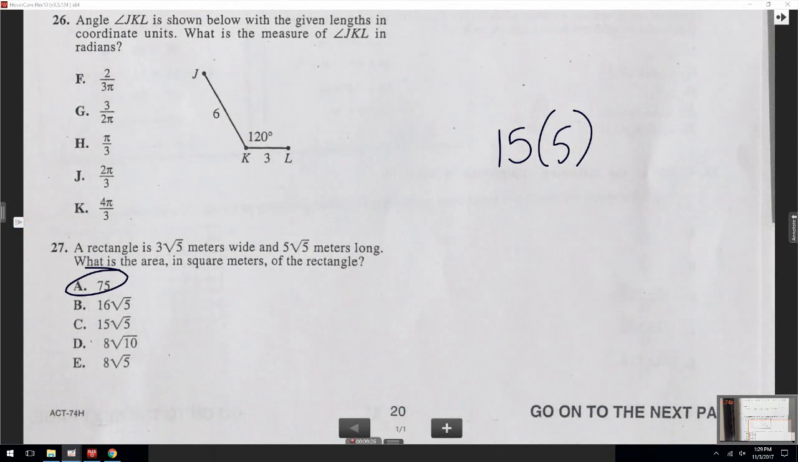Everybody okay? I got that one. Sweet. I just plugged it into my calculator. You could do that too. Yes. All right. Here we go.